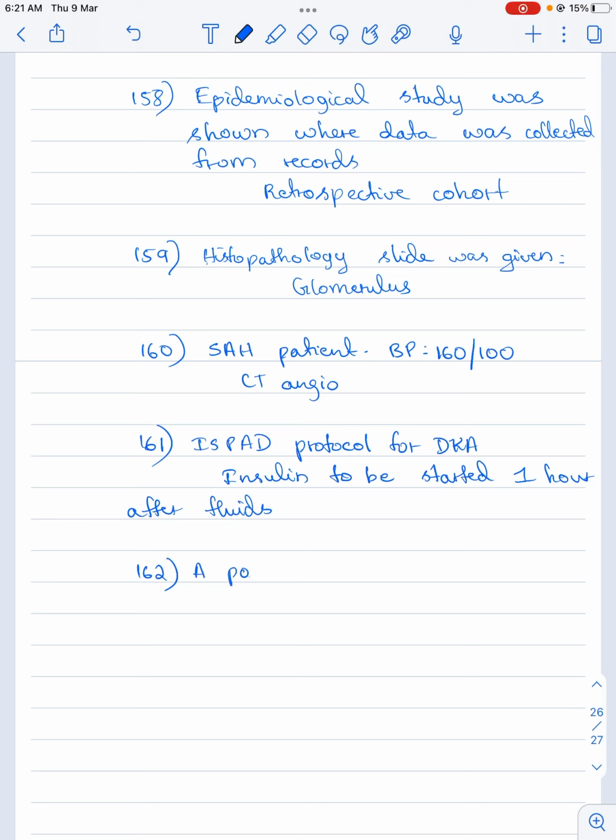A post-transfusion patient had cough. This is due to, answer is fluid overload. Next question.